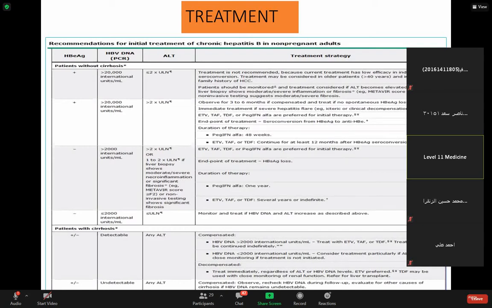So, for example, just an example, if you have the hepatitis B virus DNA less than 2,000, and the ALT is less than the upper limit of normal, so they are not elevated, you may actually opt to monitor and only treat if they get worse, okay? What are the treatment options? Well, they are either antiviral or interferon, basically.